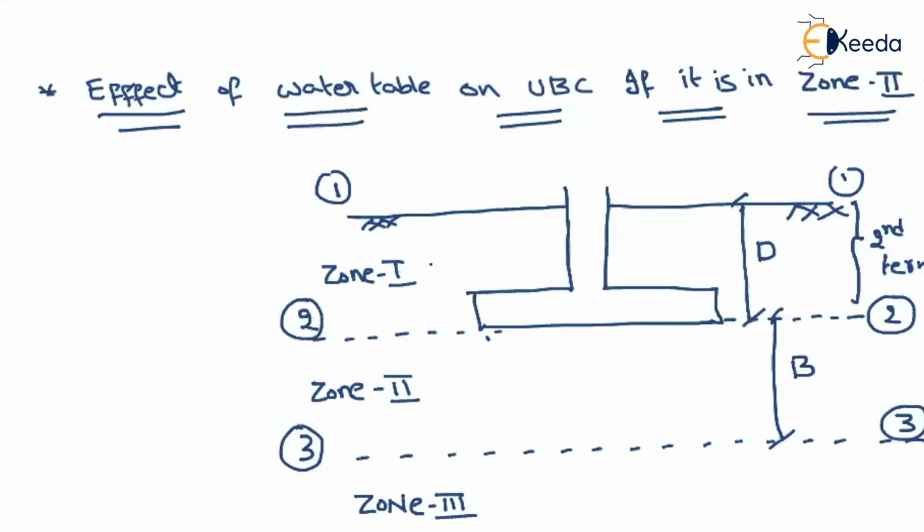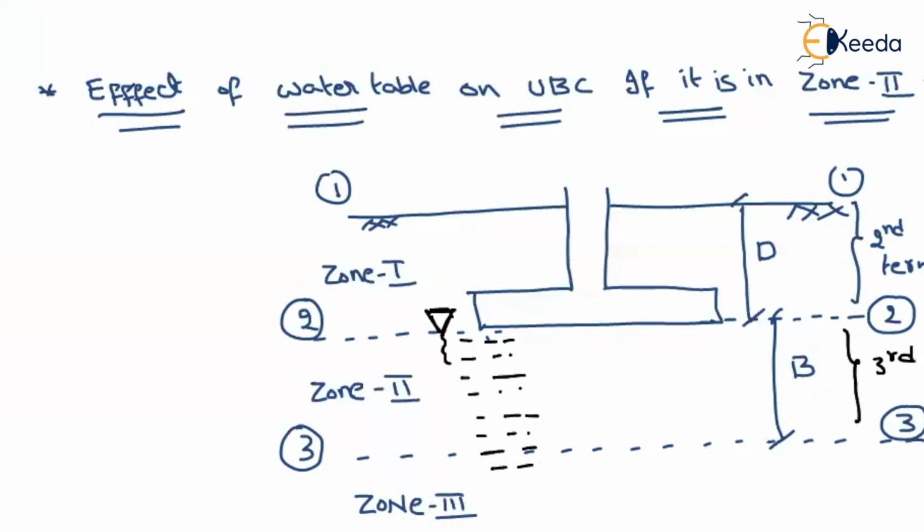Now we have to study if the water table is in zone 2. That means if your water table is in between levels 2 and 3, how will it affect the bearing capacity equation? Understood? For that, first let me consider that your water table is up to level 2-2, that means all the soil is completely filled with water. If your water table is here, which term is going to be affected? From here to here, what is the distance? B. That means your third term is going to be affected.